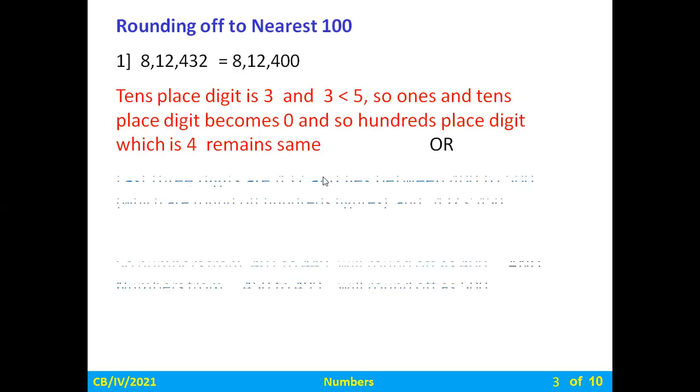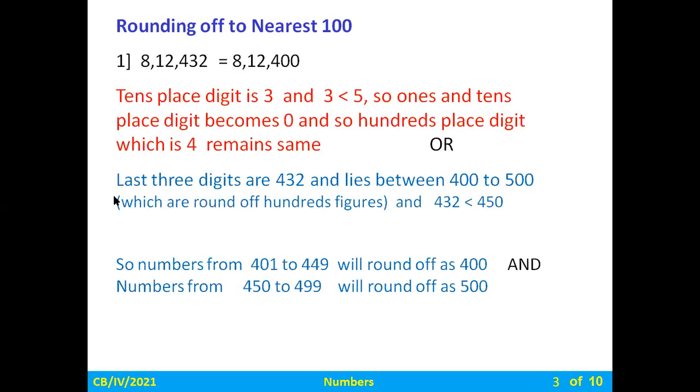Let's understand the other way. Now the last three digits are 432. As you can see in the number, it's 432, and it lies between the range of 400 to 500. Why do we have to take this particular range? Because we are rounding off to nearest 100, so we have to take the hundreds range only.